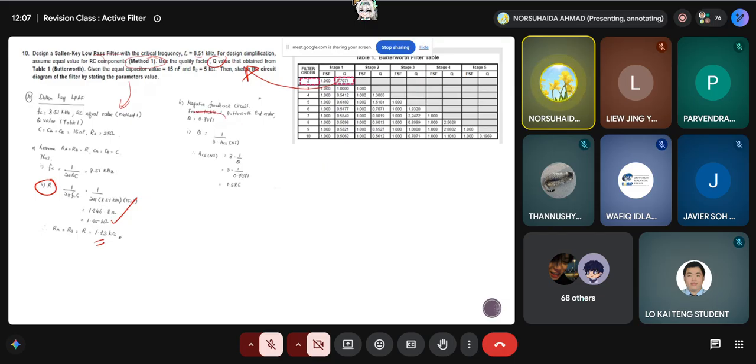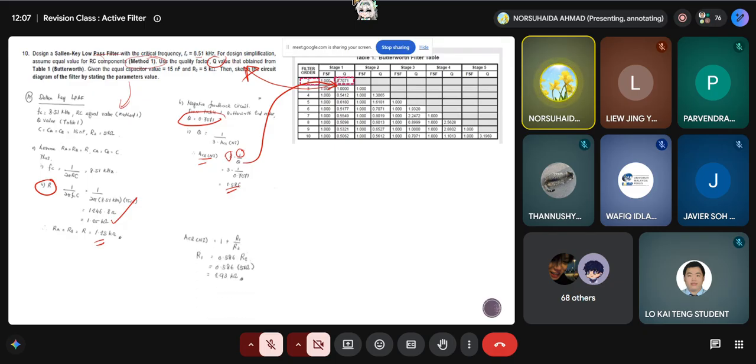Okay, next is the negative feedback circuit. From the table, we got the Q equal to 0.7071. So this is the equation to get the closed loop gain. Non-inverting, so we get 1.586. Normally, if Q equal to 0.7071, we can expect the ACL to be 1.586. Because this is fixed, it refers to the table, so you get the value of closed loop gain is 1.586.